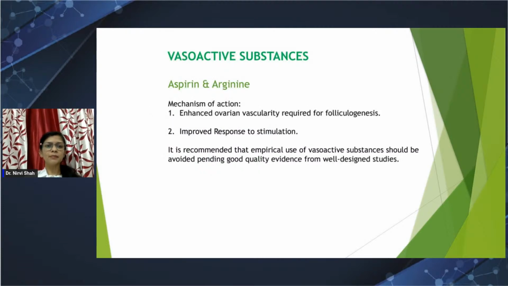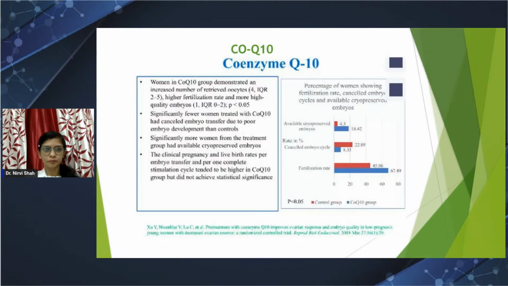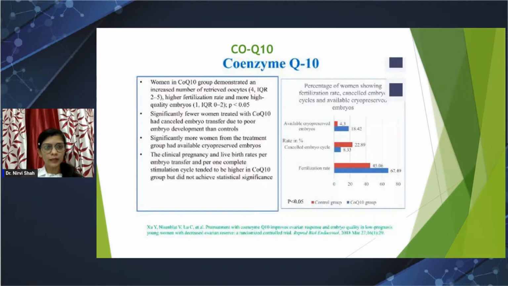So vasoactive substances like aspirin and arginine, they've said, increase the ovarian vascularity, improve folliculogenesis, and improve response to stimulation. However, the use is still not recommended as per ESHRE because we still need more well-designed studies to prove the same. Now, CoQ10 also helps in increasing the oocyte quality.